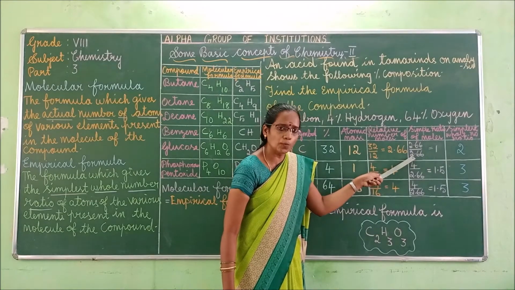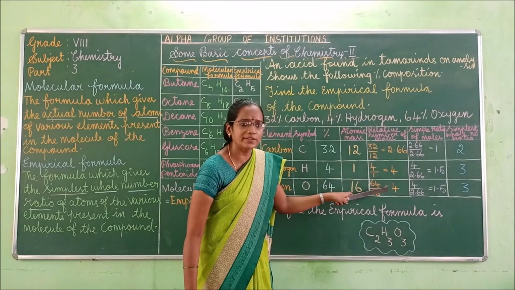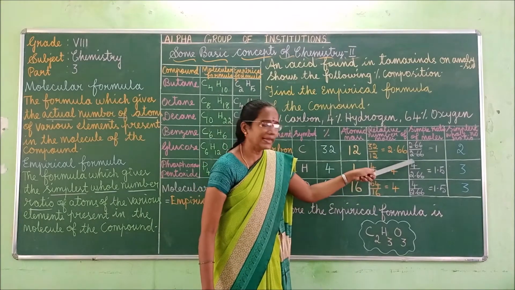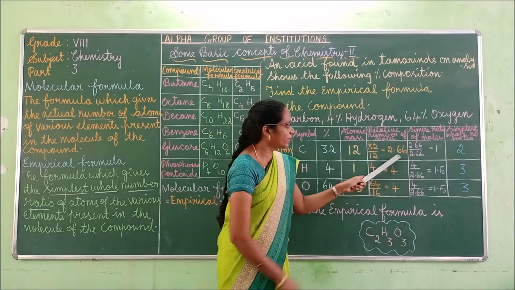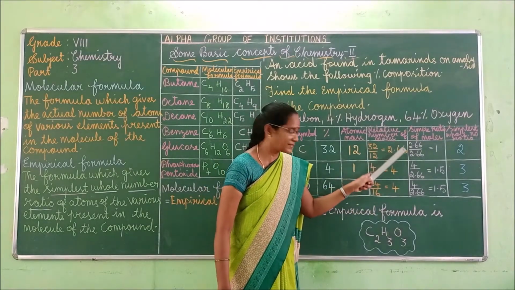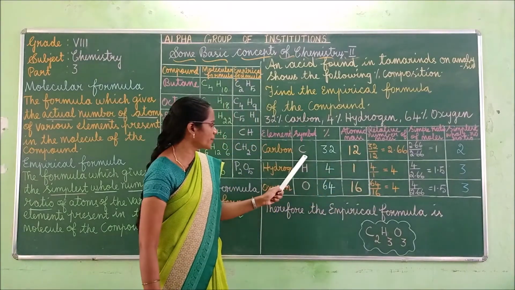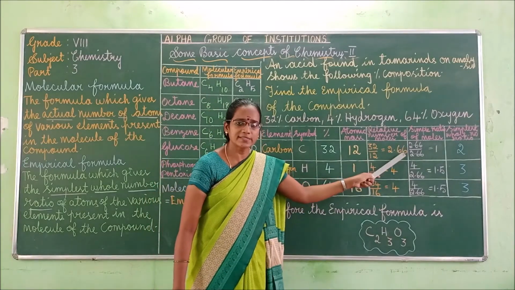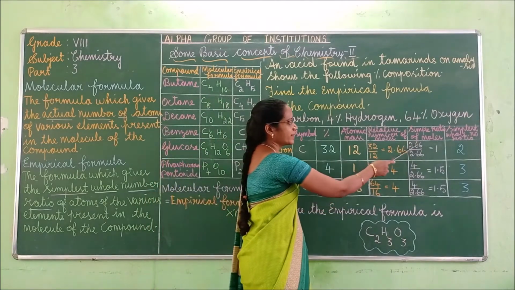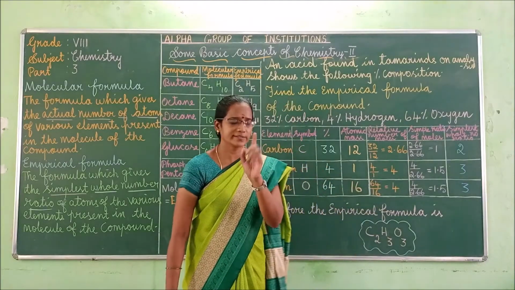Not only for this one, for all the elements you have to divide the relative number of moles by the lowest value. Lowest value is 2.66. So not only for carbon, even for hydrogen and oxygen you have to take the lowest value, right? So 2.66 divided by 2.66, you will be getting 1, isn't it?